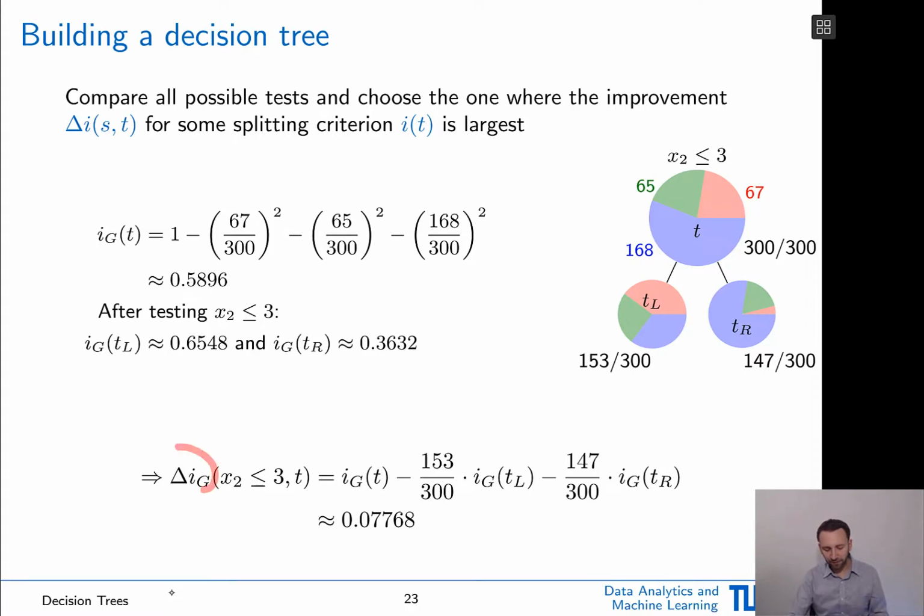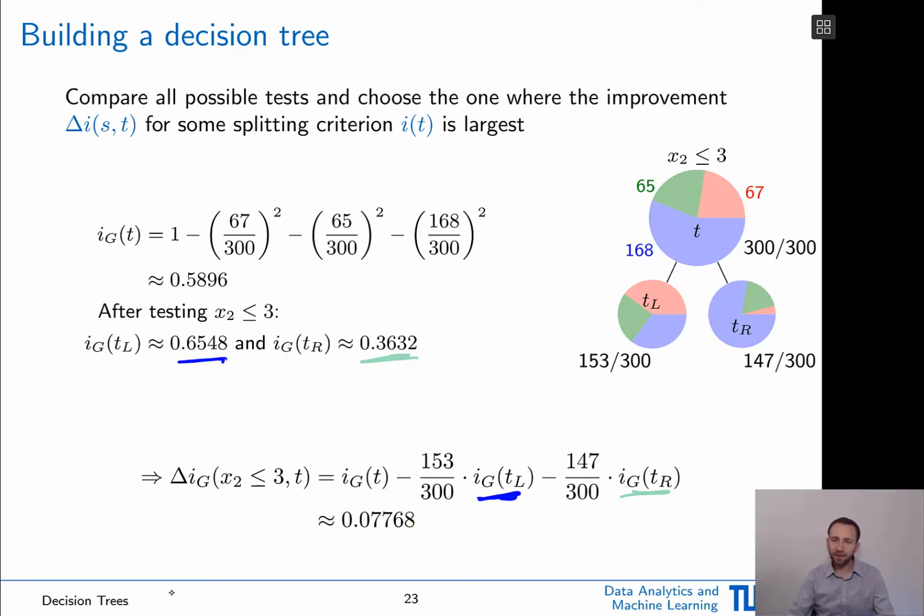So if you would now compute the gain in the split, here delta is the gain, here's the split. You would see it's like this term minus the size of the left child times the value. So this value here is the left child, and this value is the value of the right child, and these are the corresponding sizes of the child nodes. Then you would see a gain of 0.07.